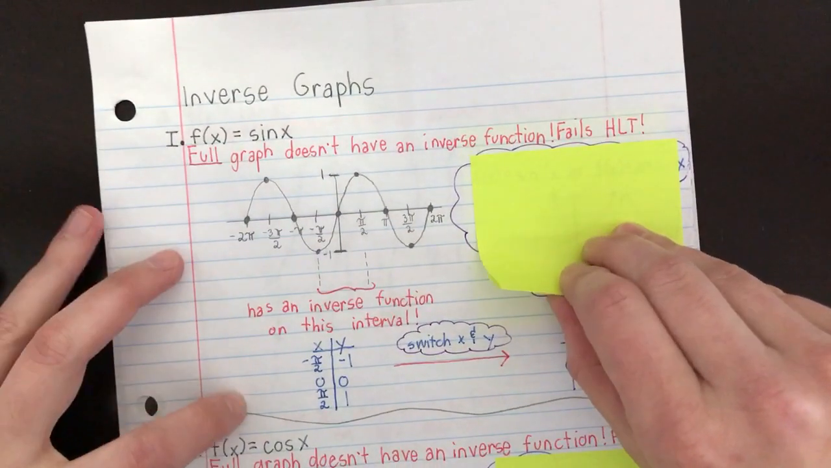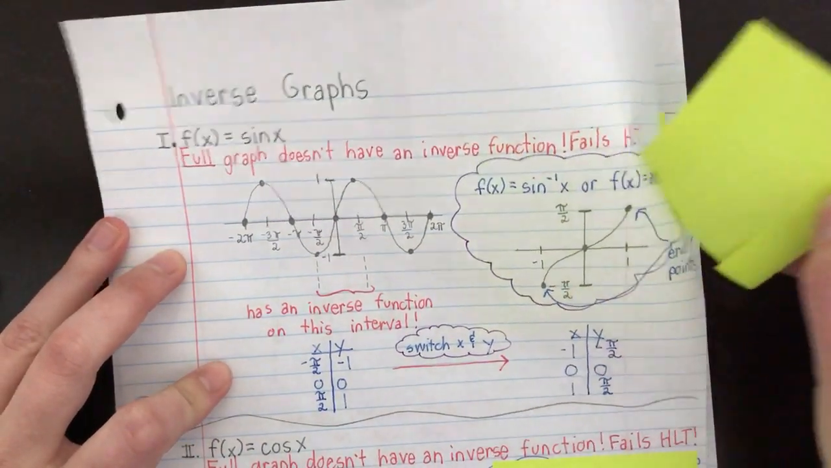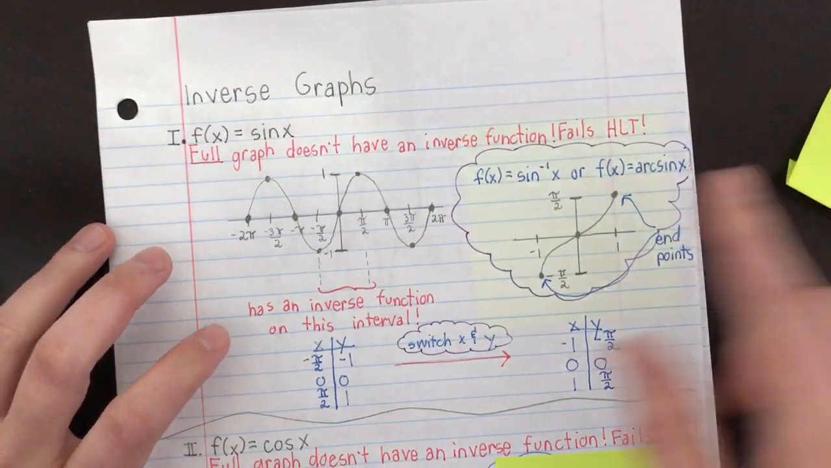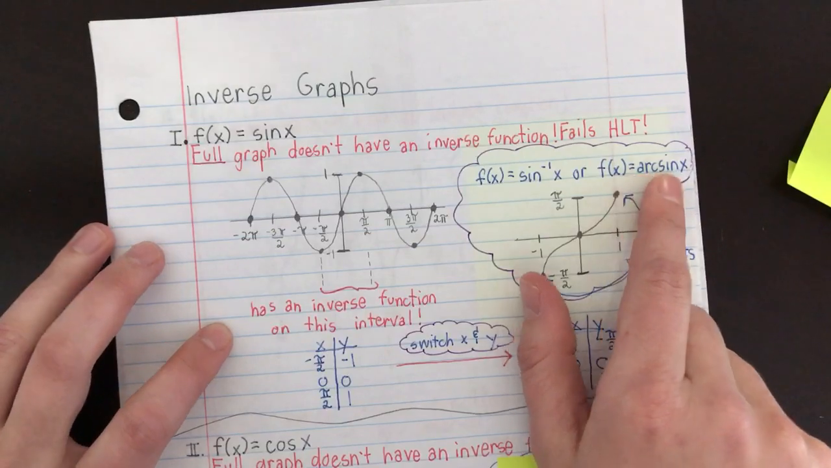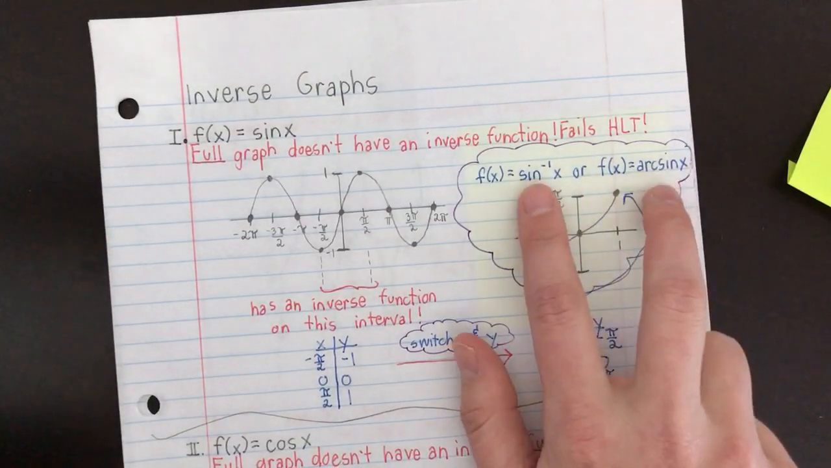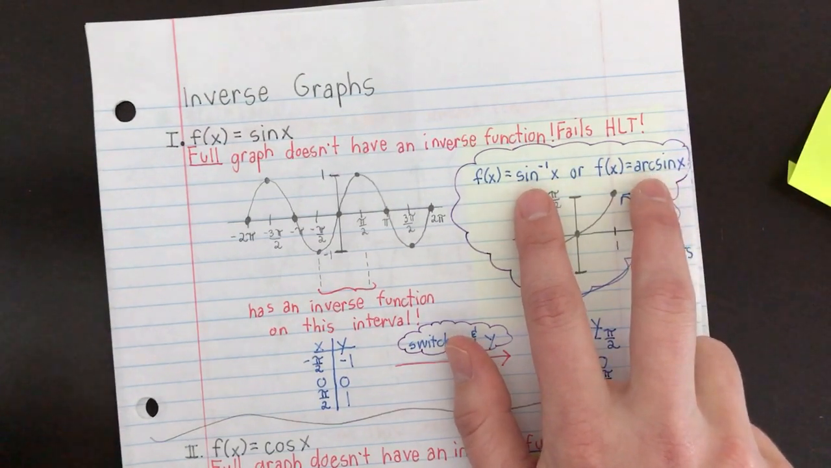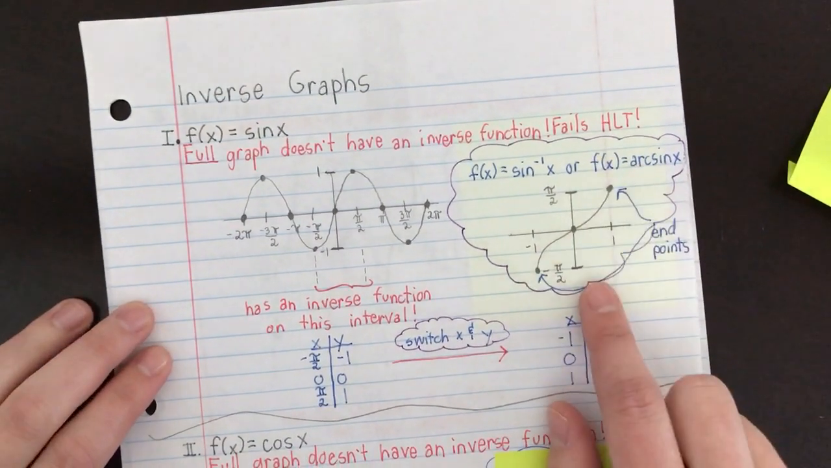So the inverse, let me unveil its beauty. The inverse of sine, sine inverse of x, or you can also see it written arc sine of x. Either one of these is acceptable. Either one of these two is fine. The inverse looks like so.